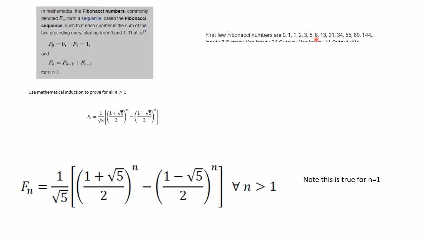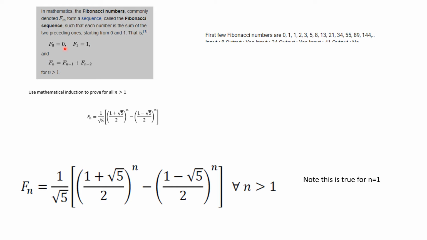If I add 3 and 5, I get 8. If I add 8 and 13, I get 21. If I add 13 and 21, I get 34. If I add 34 and 21, I get 55. If I add 34 and 55, I get 89. If I add 55 and 89, I get 144, and so on and so forth.